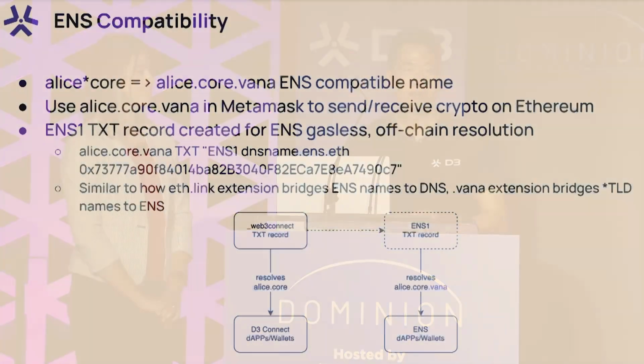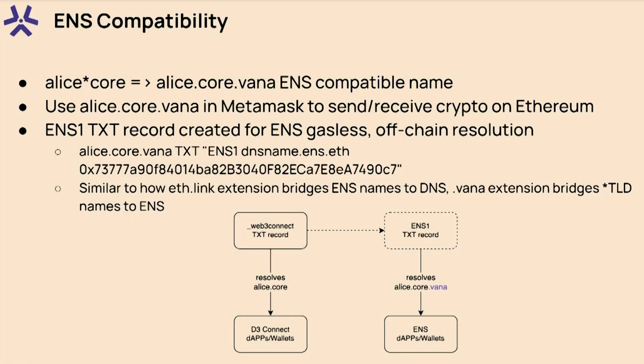Another benefit of using the .vana extension is ENS compatibility. So today, any D3 name can be usable with the Vana extension in any ENS-compatible app, such as MetaMask. And you can already start sending and receiving crypto on Ethereum. And this is enabled through the ENS gasless off-chain resolution protocol, which is able to resolve any domain name with the text record shown above.